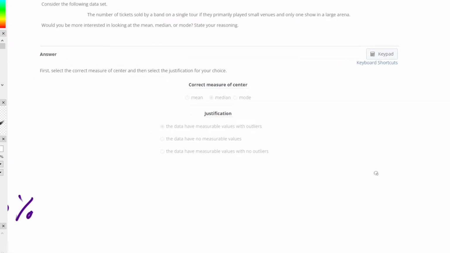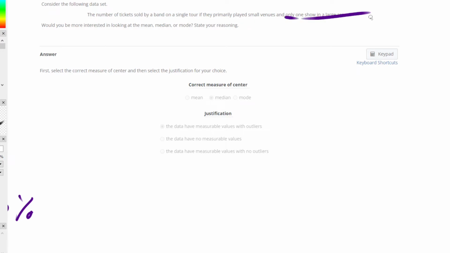This one is another type of question where we are determining the certain data set, and we want to know whether looking at the average, the mean, median, or mode is most effective. So it's saying the number of tickets sold by a band on a single tour if they primarily played small venues and only one show in a large arena. So we want to know whether we'd be interested in looking at mean, median, or mode.